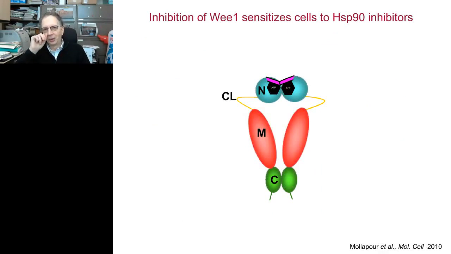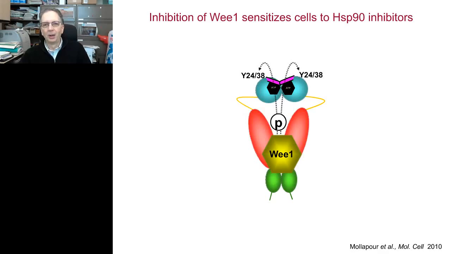So first, let's look at this residue in the N domain, which is Y24 in yeast and Y38 in mammalian HSP90 alpha, that is phosphorylated by WEE1. Pharmacologic inhibition or silencing of WEE1 sensitizes both yeast and cancer cells to HSP90 inhibition.